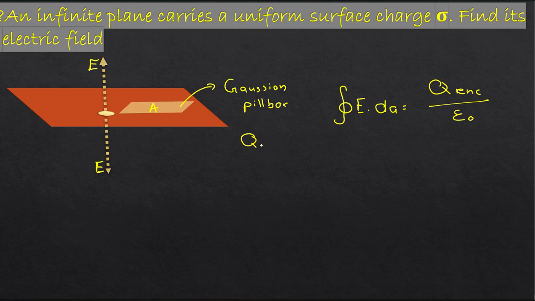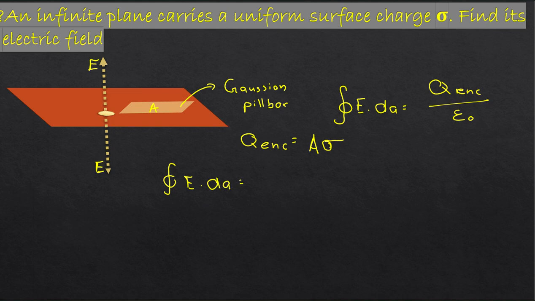So we know that this Q enclosed is the charge on the surface of uniform charge density sigma. Q enclosed is equal to the area of the lid of this pillbox times sigma. The uniform charge density times the area of this pillbox gives the charge enclosed. So Q enclosed is equal to A times sigma. Let's now consider this integral of E dot dA.